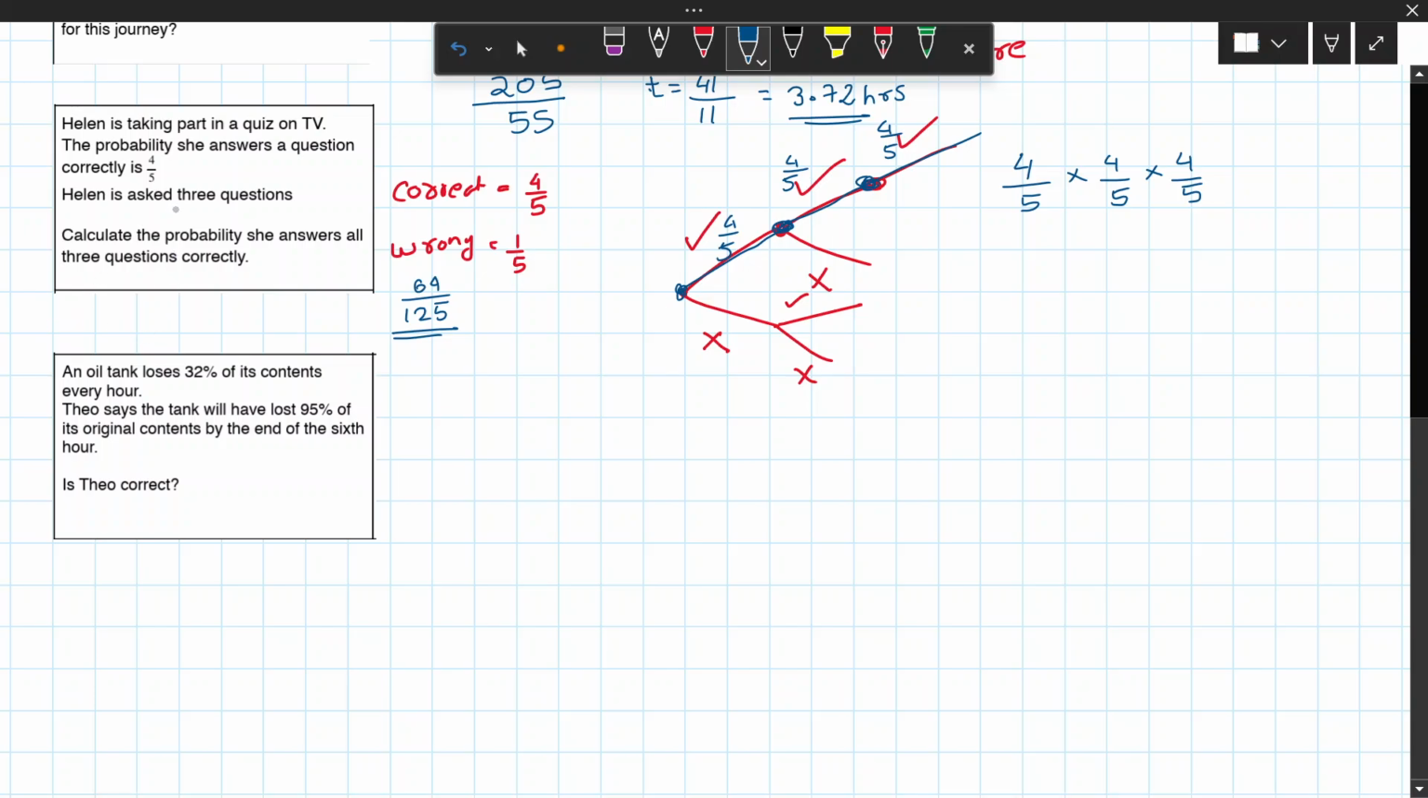This one looks a bit interesting. Let's see, an oil tank loses 32% of its contents every hour. Theo says the tank will have lost 95% of its original contents by the end of the 6th hour. Is Theo correct? Okay, so it's an interesting one.